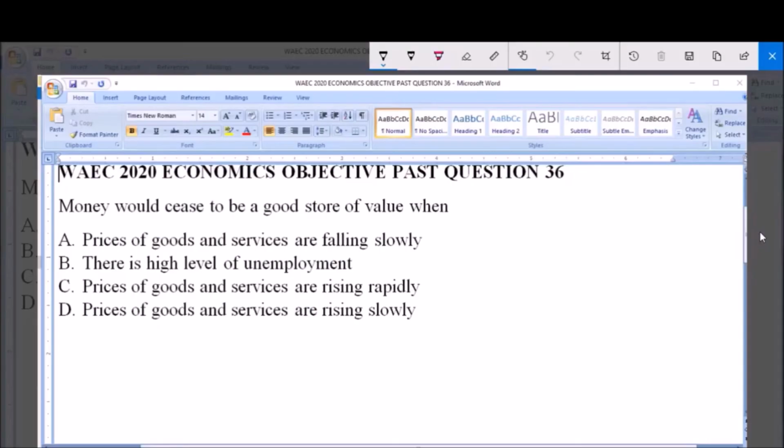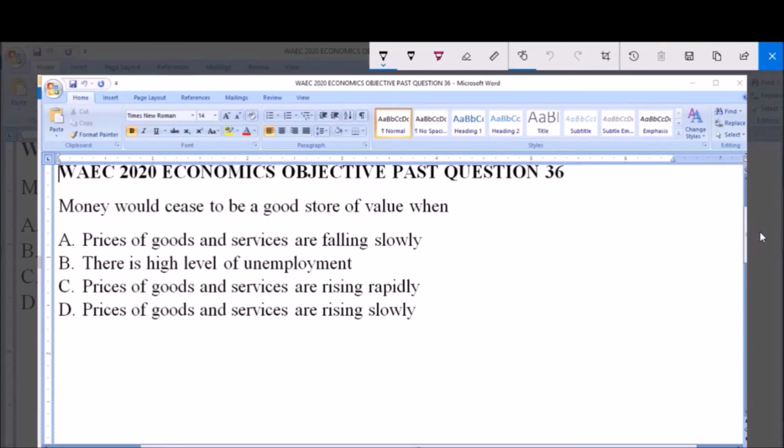Hello and welcome. I will be answering WAEC 2020 Economics Objective Past Question 36. Money will cease to be a good store of value when A. Prices of goods and services are falling slowly. B. There is high level of unemployment. C. Prices of goods and services are rising rapidly. D. Prices of goods and services are rising slowly.